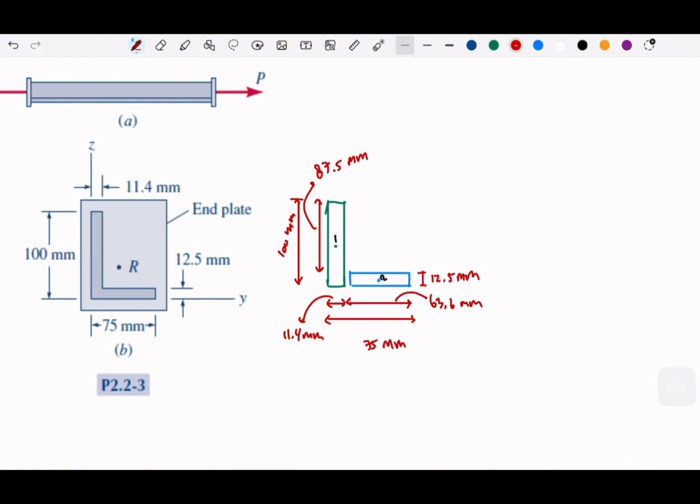Okay, and then since this is our base rectangle, if we take a point here, this is clearly in the middle. The centroid is in the middle, right? Which means we know this distance will be half of this, right?